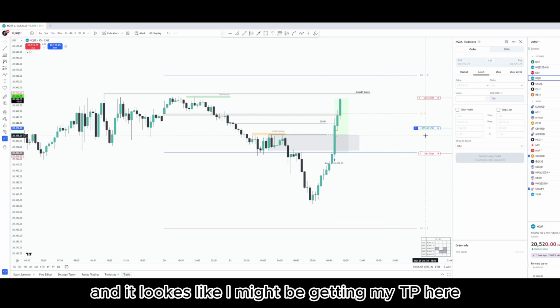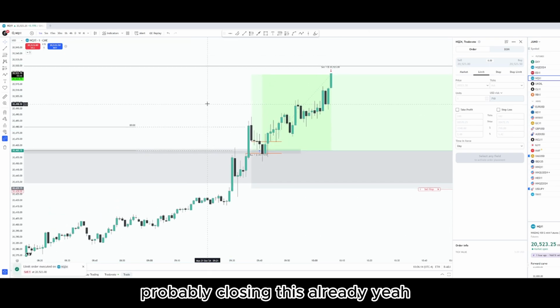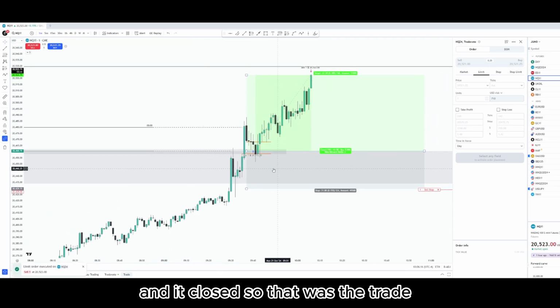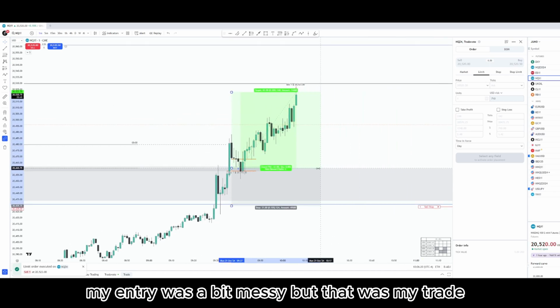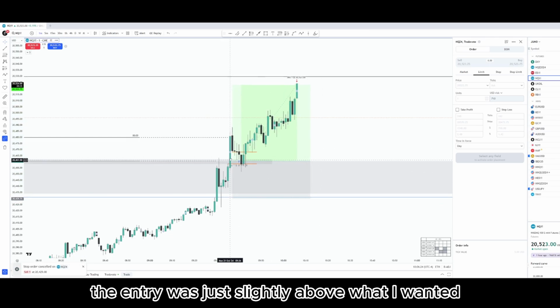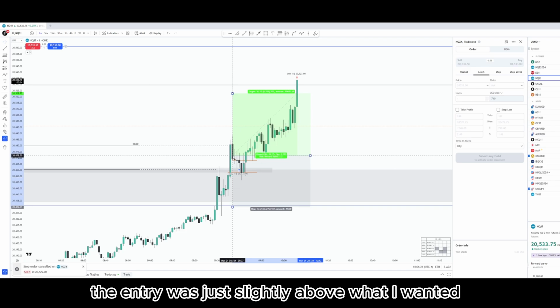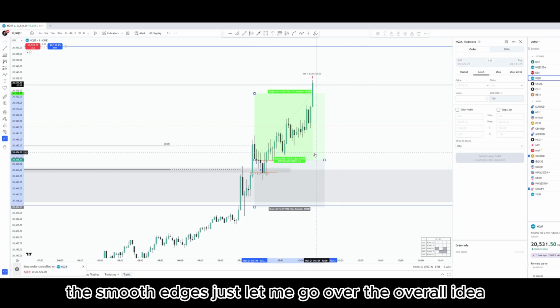And it looked like I might be getting my TP here. I'm probably closing this already. Yeah, and it closed. So that was the trade. My entry was a bit messy, but that was my trade. The entry was just slightly above what I wanted, but we just smashed the smooth edges. Let me go over the overall idea.